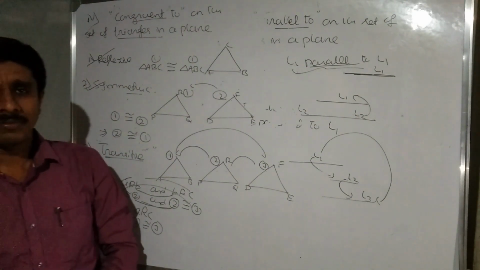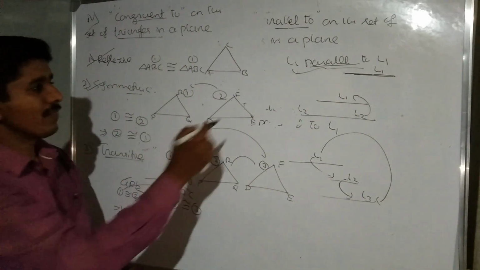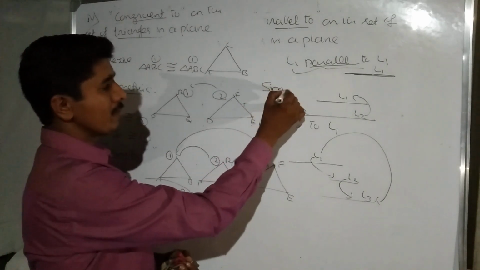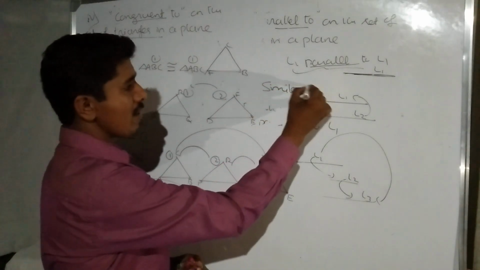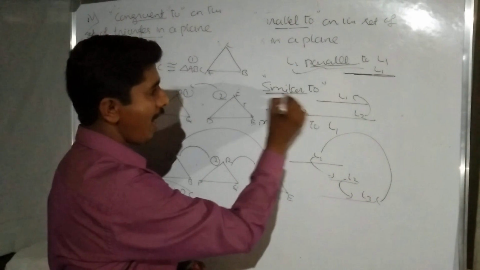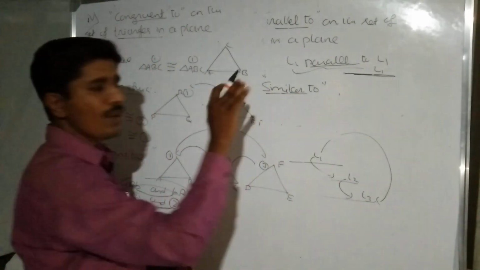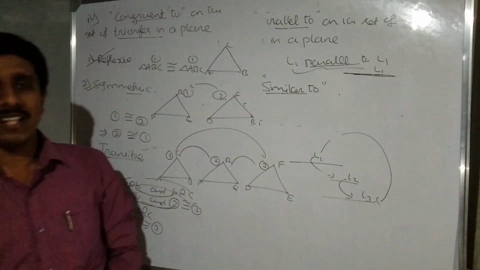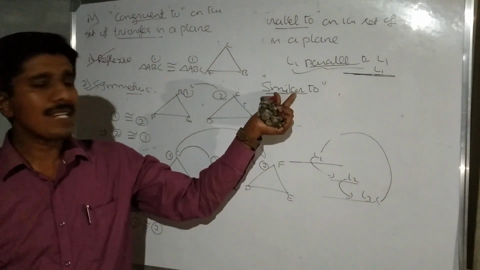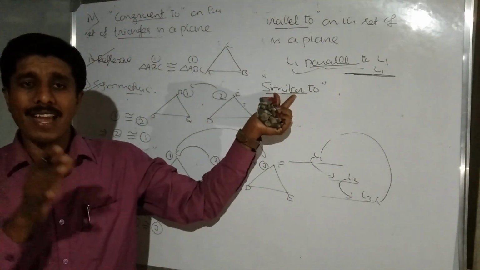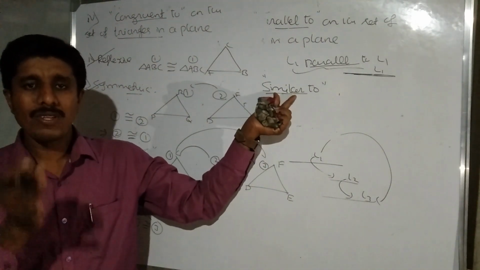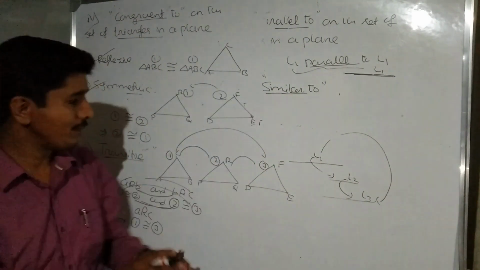Similarly, similar to relation on the set of all triangles in a plane is also an equivalence relation, because similar to relation satisfies reflexive, symmetric and transitive.